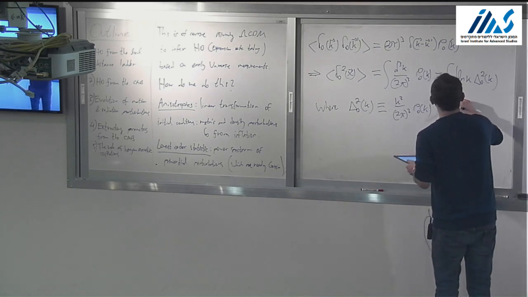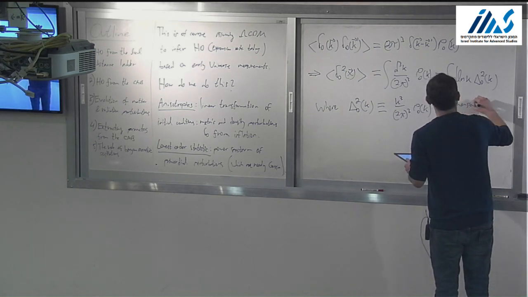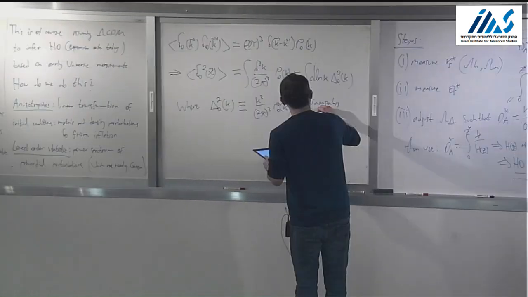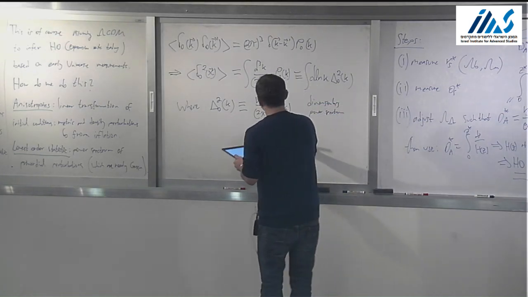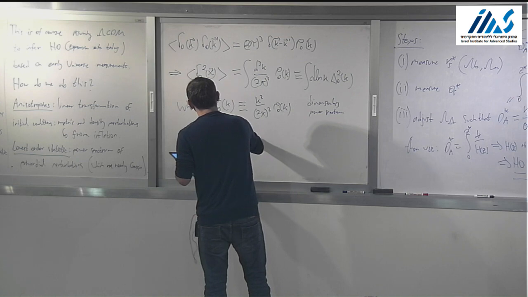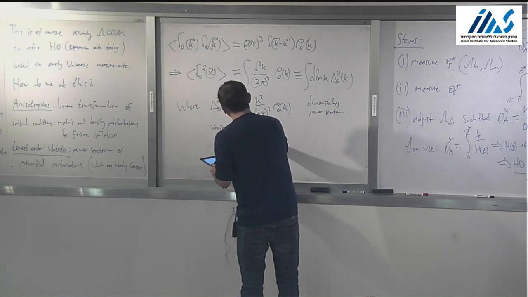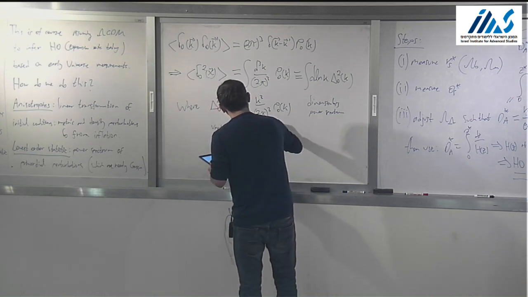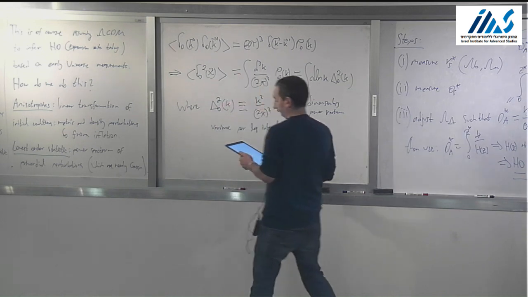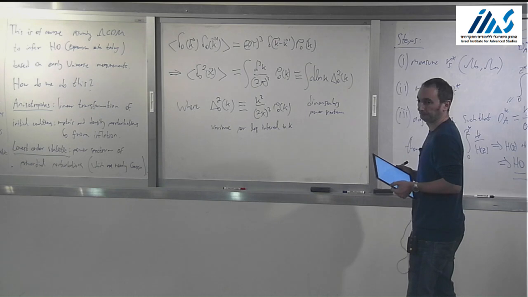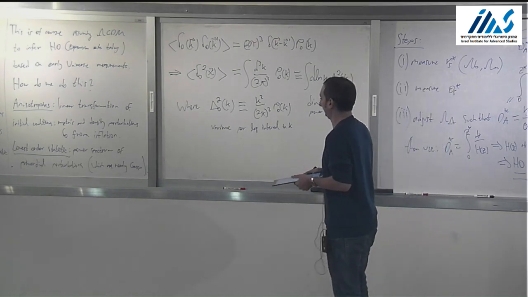Okay, so this is the dimensionless power spectrum. And what it is, is a variance per log interval in k. Okay? With me so far?